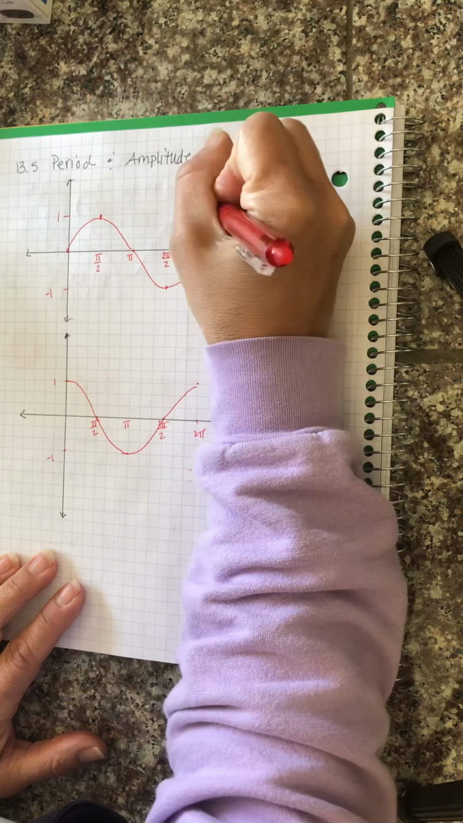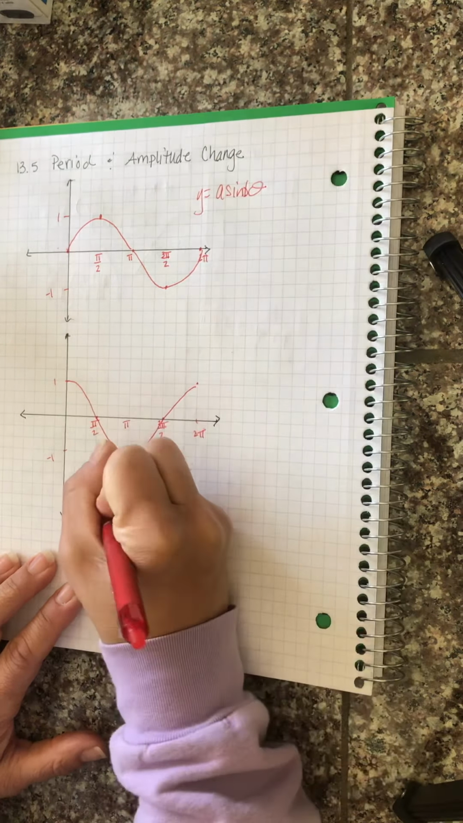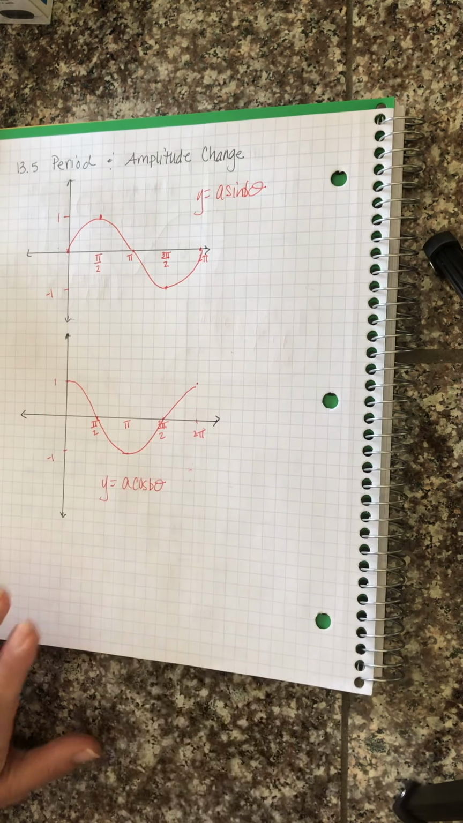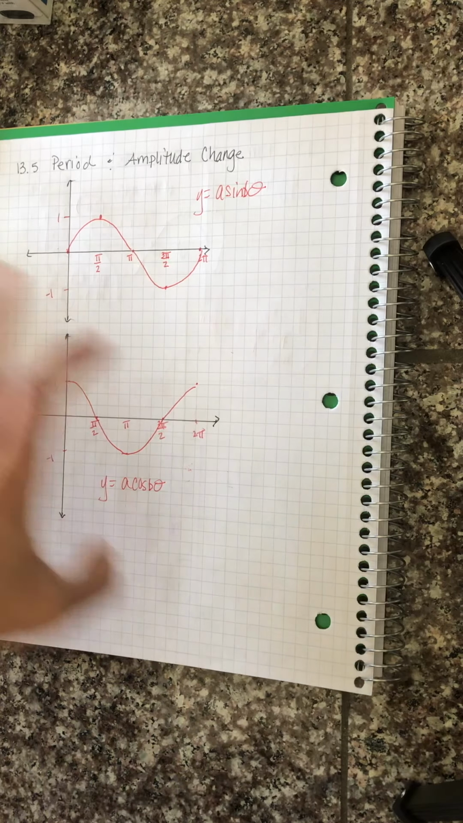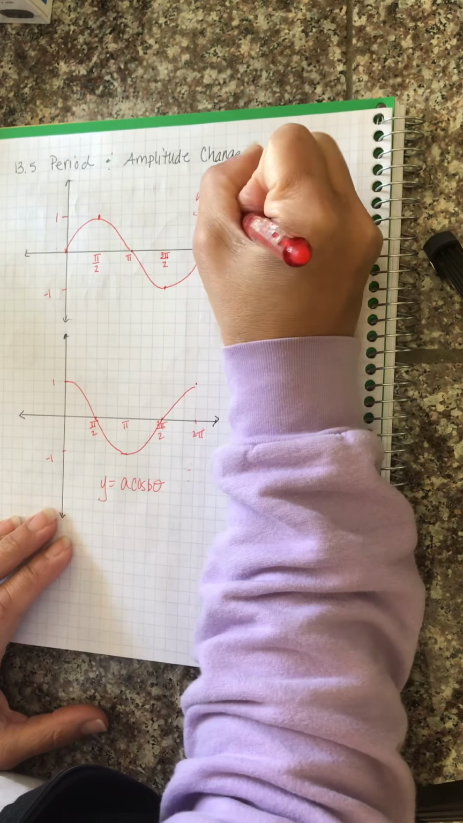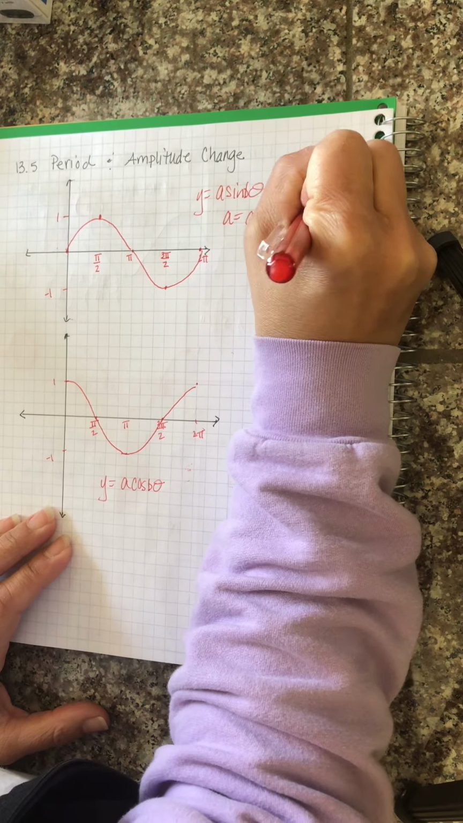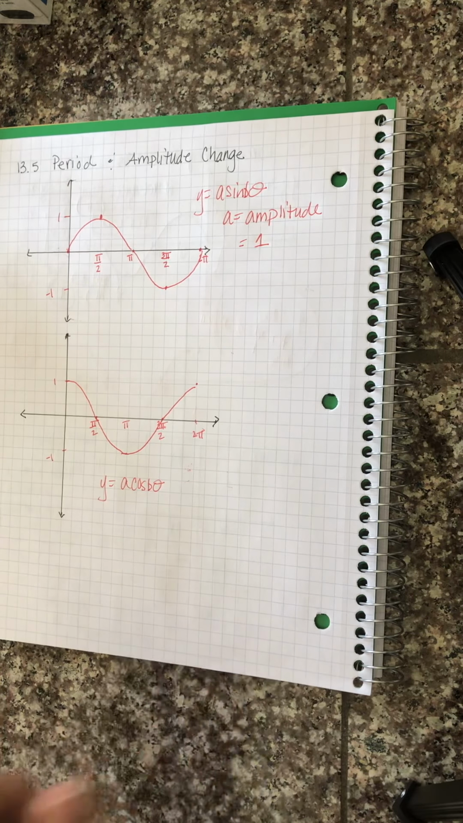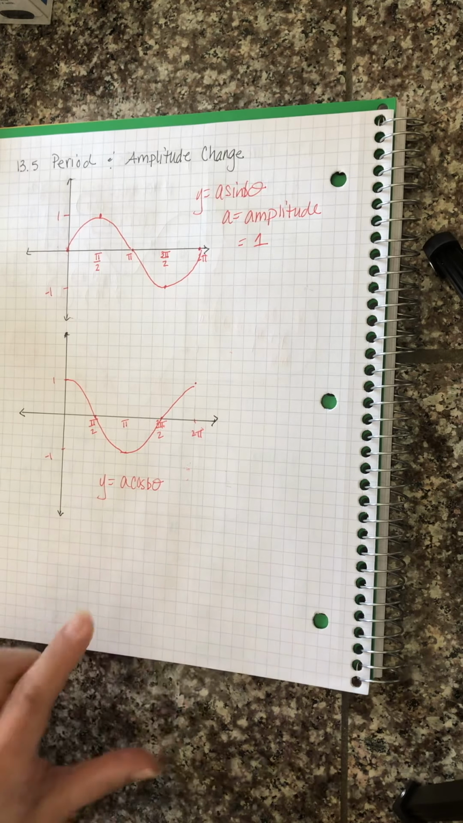So we're going to actually put some letters on here. A sine B theta. This is the equation for a generic sine and cosine curve. In these parents, A is the amplitude, and in the parent, that is 1. And the same is true for cosine. A is the amplitude, and in the parent, it is 1.